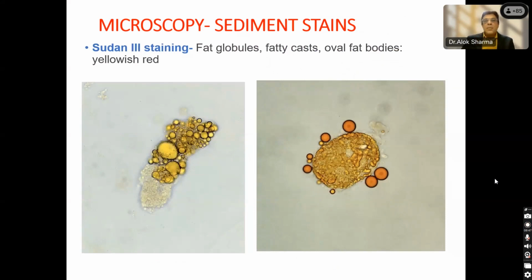Now, sometimes we also do a Sudan III stain to look at the fat globules with fatty acids. In a lot of patients with nephrotic syndrome and other conditions, you can have excretion of fat in the urine. Sometimes these casts or lipid droplets are not readily visible, and you may actually miss them while doing routine examination. If you are suspecting this based on the clinical presentation, you can always use a Sudan III stain. It will nicely stain these fat globules or fatty casts and make your examination easy.